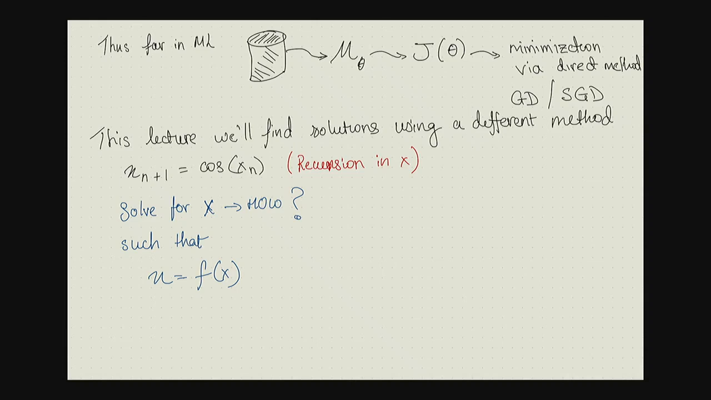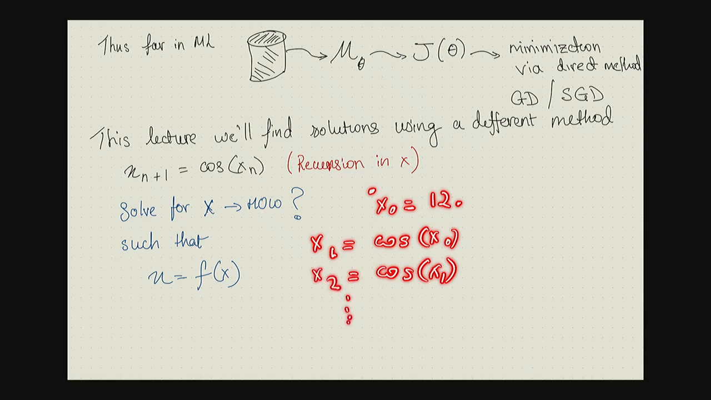Okay, so calculate cosine over what? Let's say we started at x0 equal to 12. What is your suggestion? Okay, so you do cosine of x0 and put that into x1. What's the next step? So cosine of x1, and you put that in x2. Right. And eventually, at some point, you might hope that you converge to some x star.